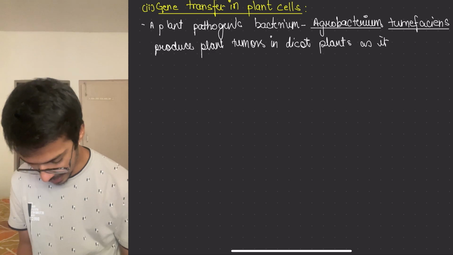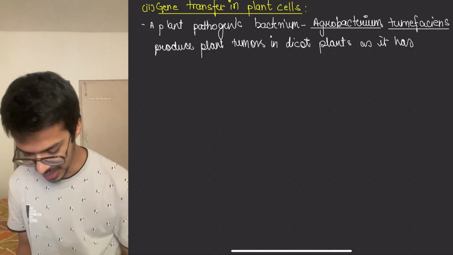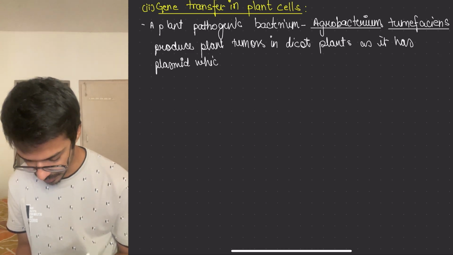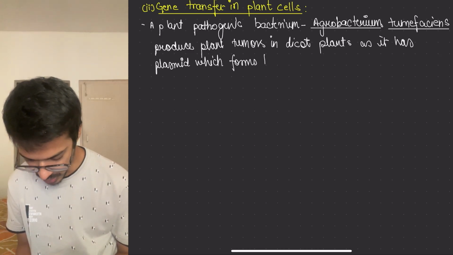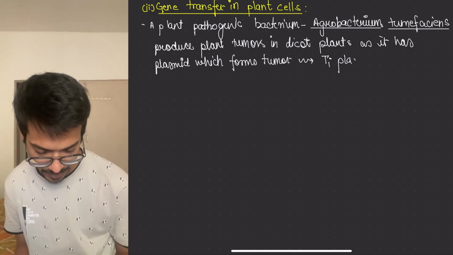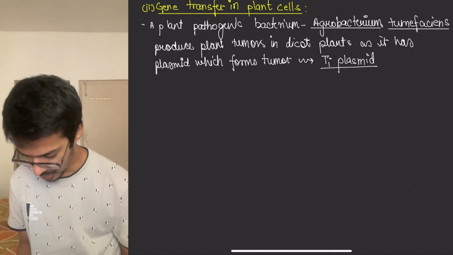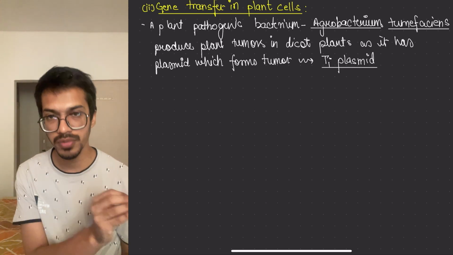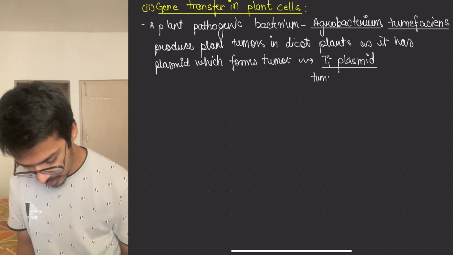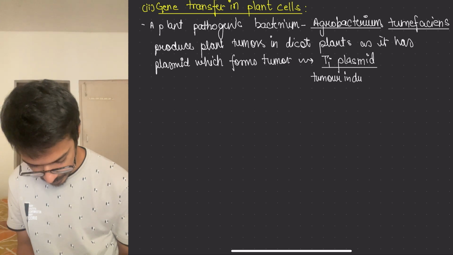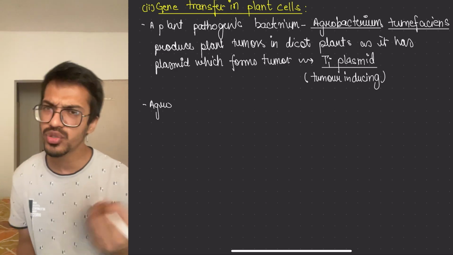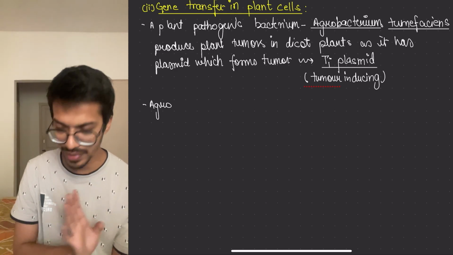This Agrobacterium has a plasmid which forms tumors, and we call it Ti plasmid. Understood? Now this Ti means tumor inducing plasmid. Okay, tumor inducing. Then Agrobacterium naturally has this capacity of transferring it to the plant cell, right?